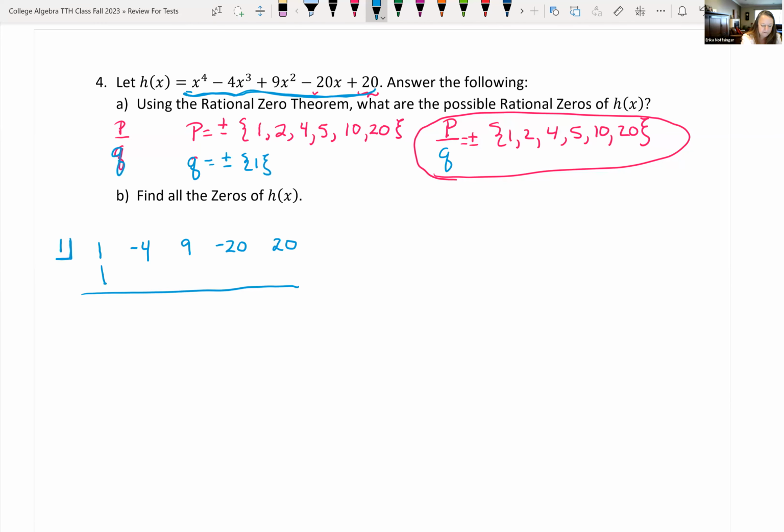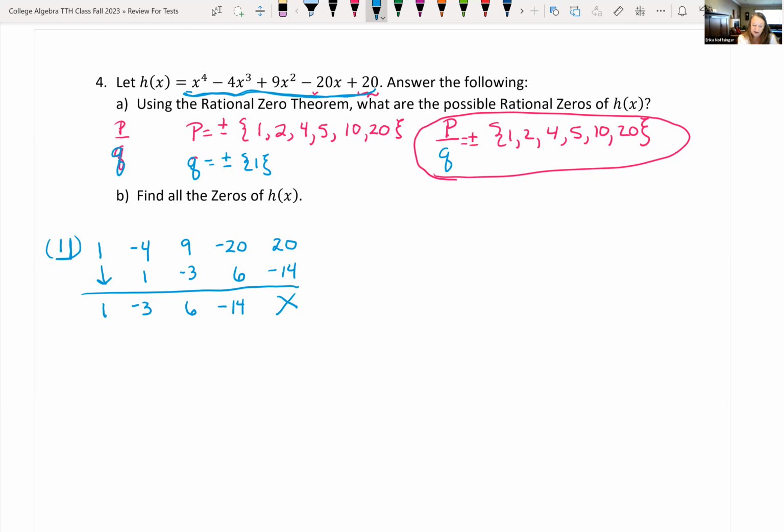This is where we bring down our first number 1. 1 times 1 is 1. Put that number, that multiple, underneath the next number. Sum those up. So -4 plus 1 is -3. Take that and multiply it by this number in our box. So -3 times 1 is -3. 9 minus 3 is 6. 6 times 1 is 6. -20 plus 6 is -14. 1 times -14 is -14. This is not equal to 0. So 1 is not a 0 of our polynomial.